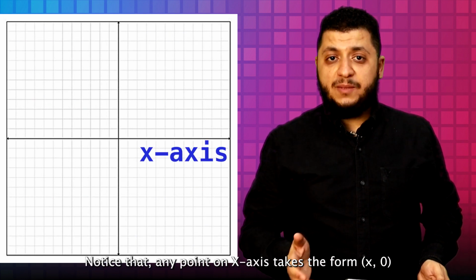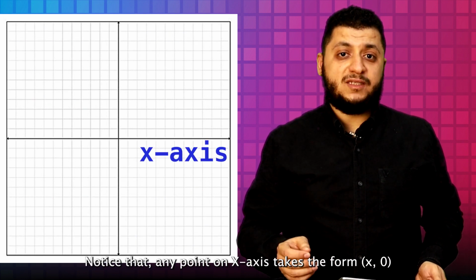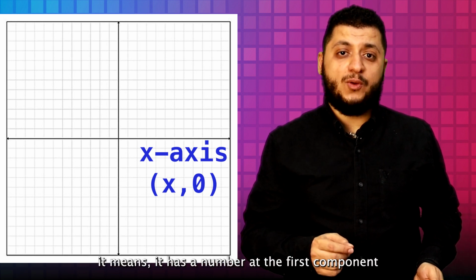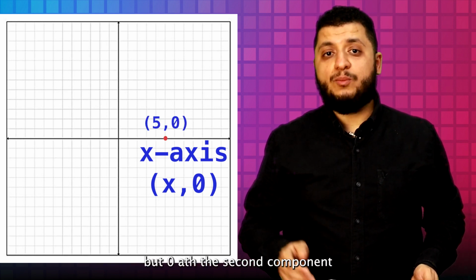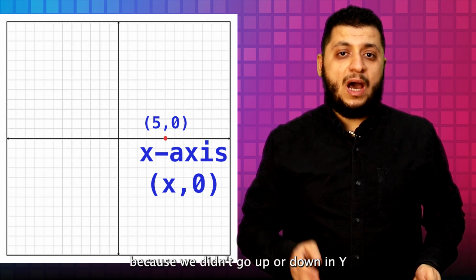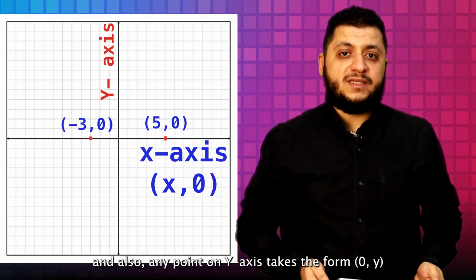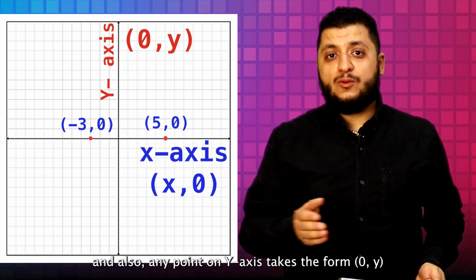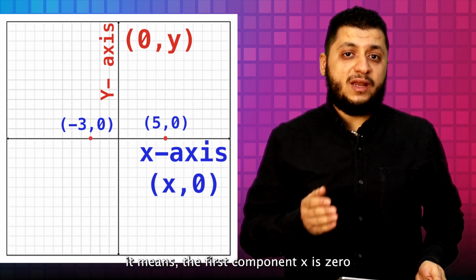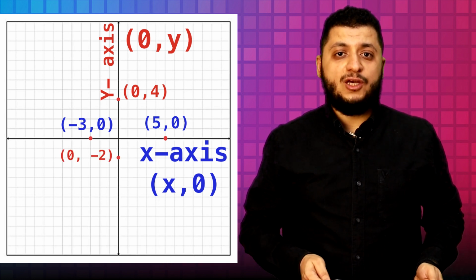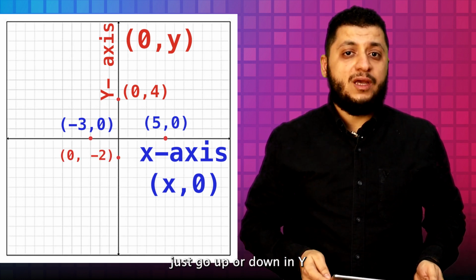Notice that any point on the x-axis takes the form (x, 0). It means it has a number in the first component but 0 in the second component because we didn't go up or down in y. And also, any point on the y-axis takes the form (0, y). It means the first component x is 0, as it didn't go right or left in x, just went up or down in y.